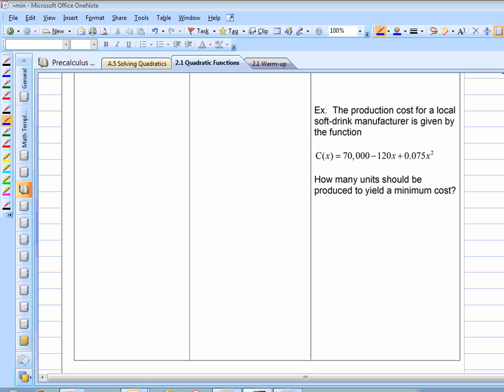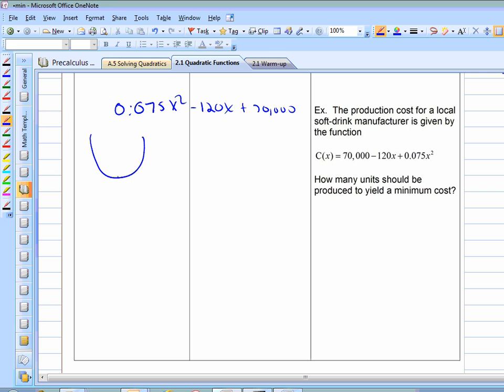They gave us the formula. Be really careful. It's not in the proper form, so let's rewrite this as 0.075x squared minus 120x plus 70,000. Okay, so there you are in the right form. Again, this is a positive, so you're going to have a graph that turns upward, giving us a minimum value of x and y. And let's take a look at what they're wanting to know.